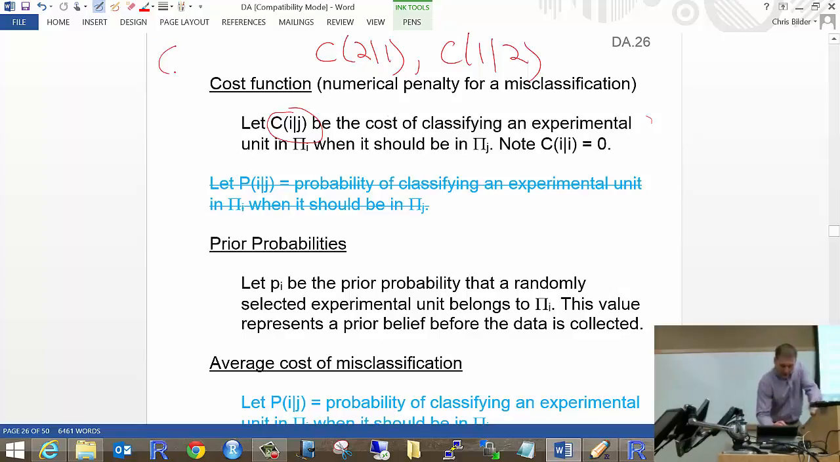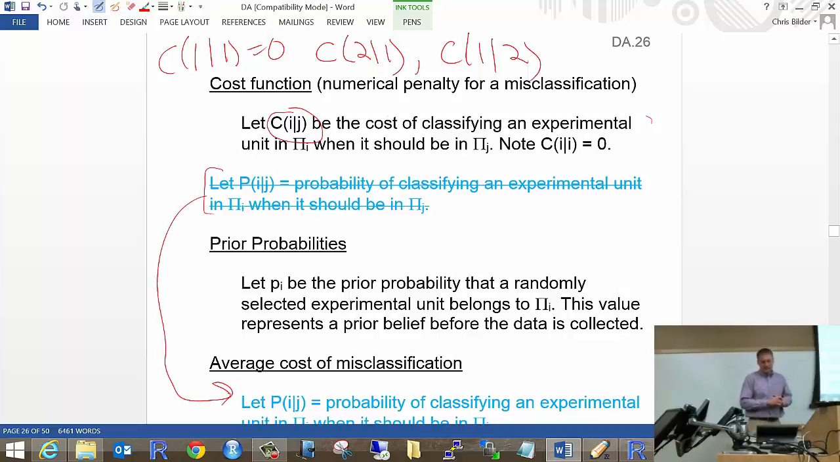Now note that if I were to look at C sub 1 given 1, that's going to be 0 because, hey, I got it right. Why would I want to assign a cost to it? I want to get it right. Same thing for C of 2 given 2. Note that the stuff that I did cross out, I should have highlighted in yellow, it's actually going down there. Okay, so I'm going to define a numerical cost. And as you'll see shortly, I'm going to be including it in my methods to do this discriminant analysis.